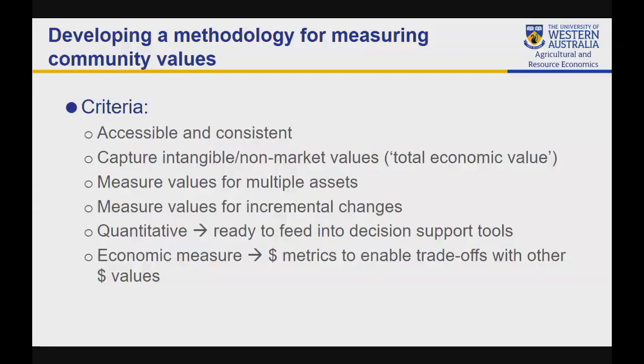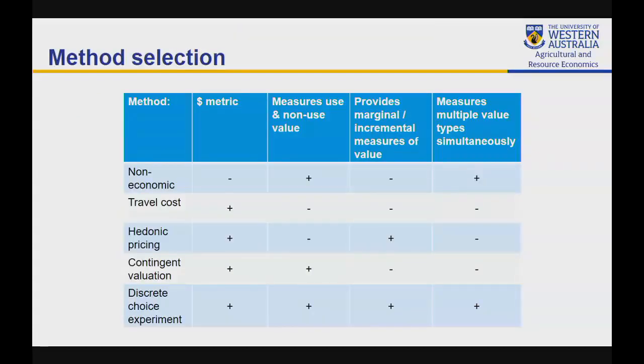I've already mentioned that incremental changes are obviously key, so we needed an approach that could capture values in terms of marginal values. We needed something that was quantitative, so the department wanted something that was ready to feed into other decision support processes like benefit cost analyses, and something that could capture samples of people that would be representative of the populations that we were considering. And obviously we ended up with an economic measure, surprise, surprise. But the idea there being that if we were going to try and meet all of those other criteria, we might as well also put things in a monetised metric so that we can feed them directly into benefit cost analysis.